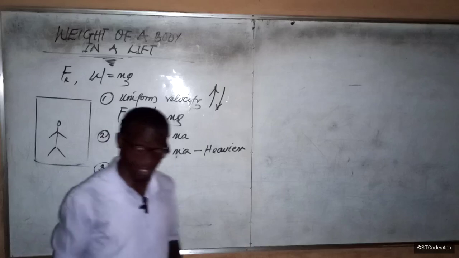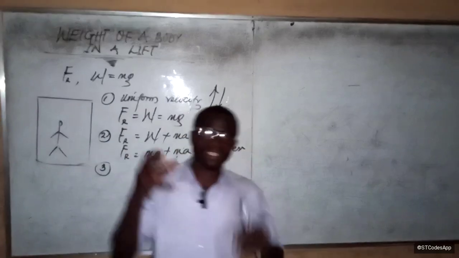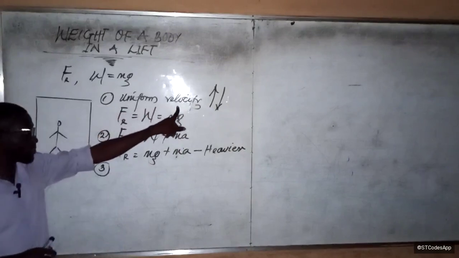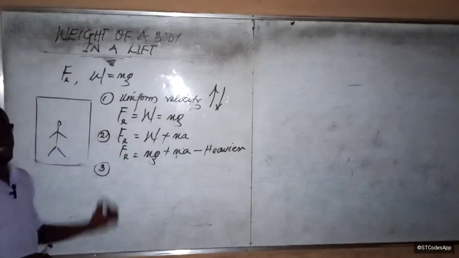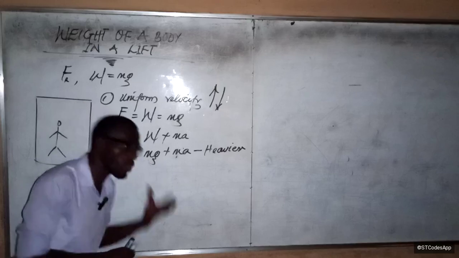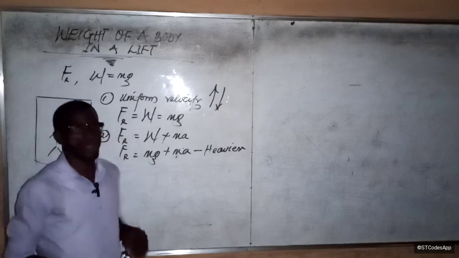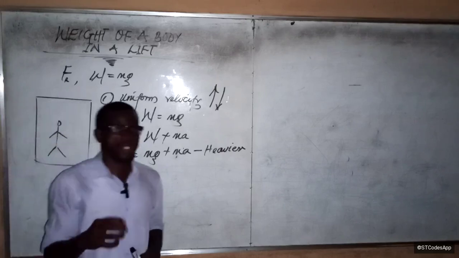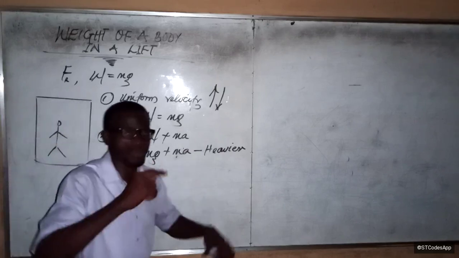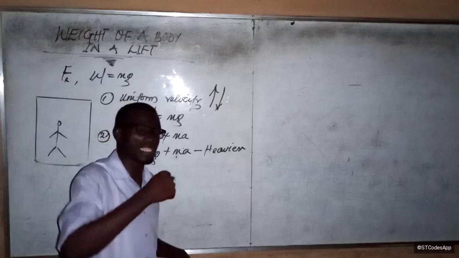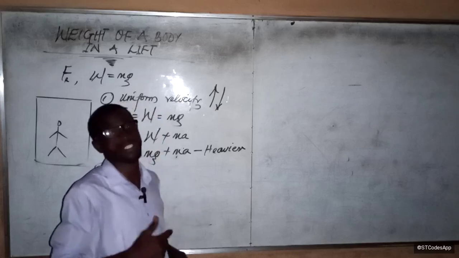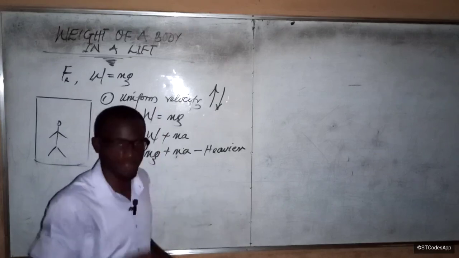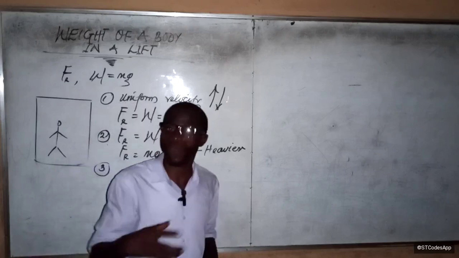In the third condition, the lift is now moving down. So the first condition, the lift is moving at uniform velocity. The second condition, the lift is going upward with a particular acceleration. And now the third condition, the body is moving downwards. So, in this second condition, whether the body is moving with an acceleration that is greater than that of acceleration due to gravity, or less than acceleration due to gravity, the same condition holds. The body feels more weight than its normal, all right?